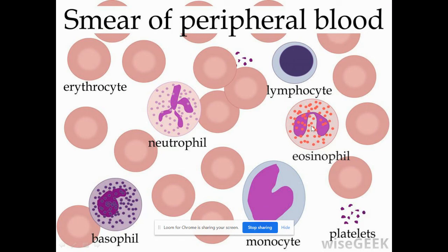And then we also have eosinophil, which has what? Distinctive orange color of granules. And then the lymphocyte, which has a small and a large lymphocyte.